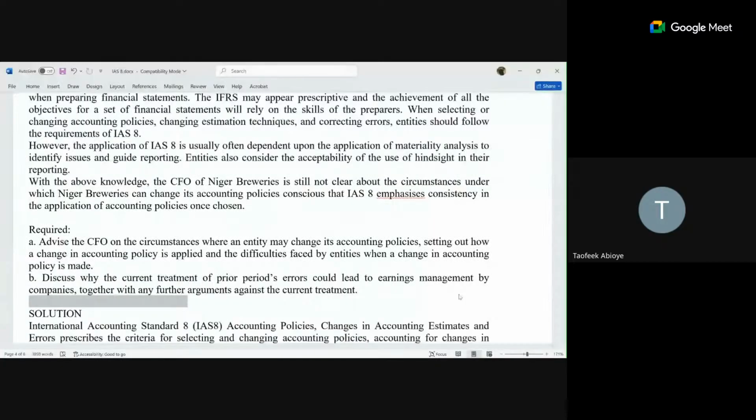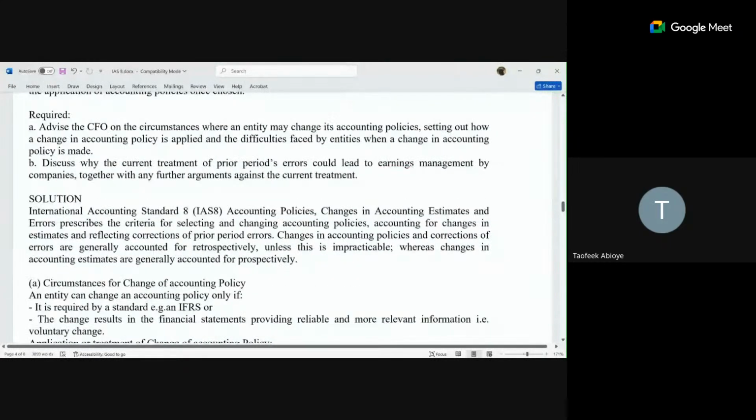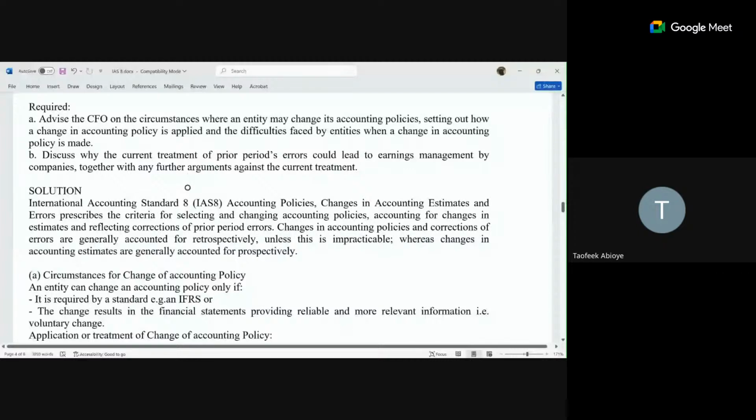This is also a past question. And I just explained to us now that one of the key areas that they normally ask is those 4 or 5 conditions. B, discuss why the current treatment of prior error could lead to income smoothing by companies, together with any further argument against the current treatment. So if you look at it here, these are the circumstances.